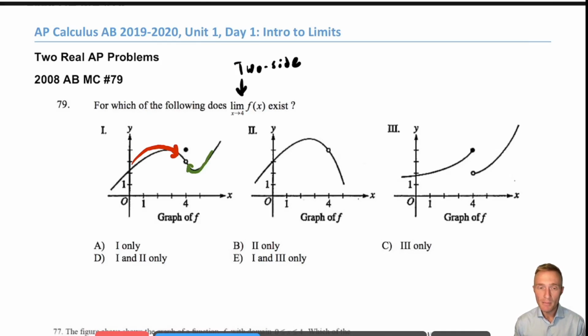It does not matter that this is a removable discontinuity. That is totally fine. It doesn't change the fact that the limit as x approaches 4 is 3. So anything that doesn't include 1 is out. That's gone, and that's gone.